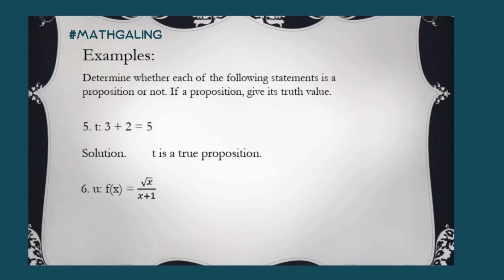Number 6 is: f of x is equal to the square root of x over x plus 1. So our solution to our next example is, U is a false proposition. We can see that this is not really the equation of the function, but it is a different equation from f of x, so this is a false proposition.